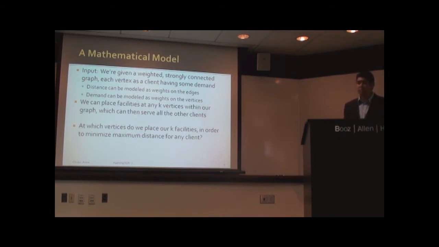One specific question can be, at which vertices do we place our k facilities so that we minimize the maximum distance for any client? So from any client, you should be able to get to a facility close by within a time that's not too long. Now it's possible that we may want something different, and we will see those variations as well. But does this problem overall make sense? Okay.